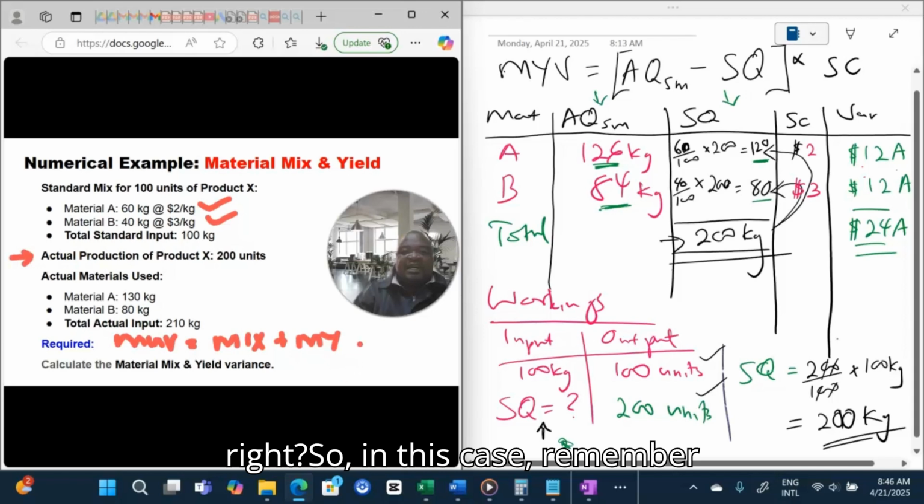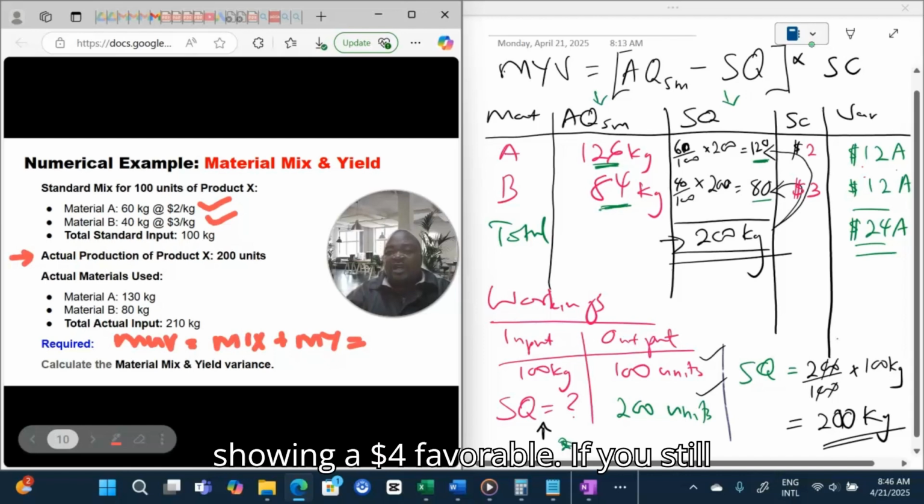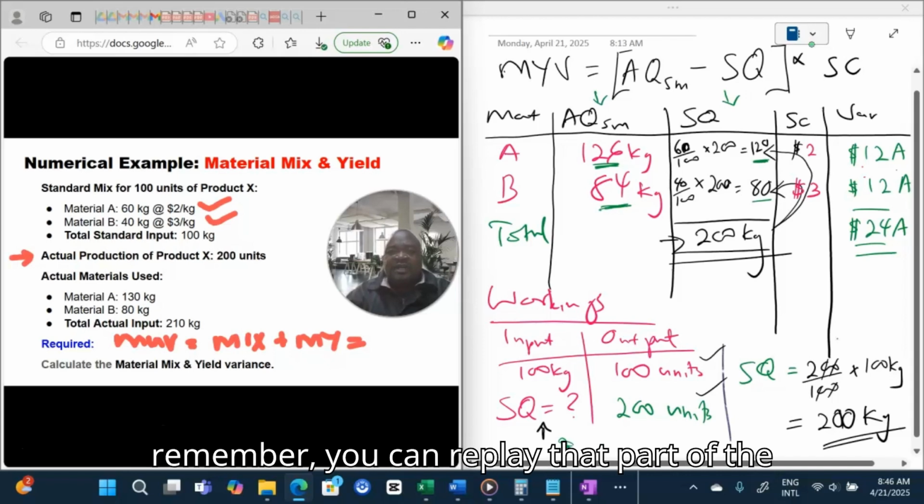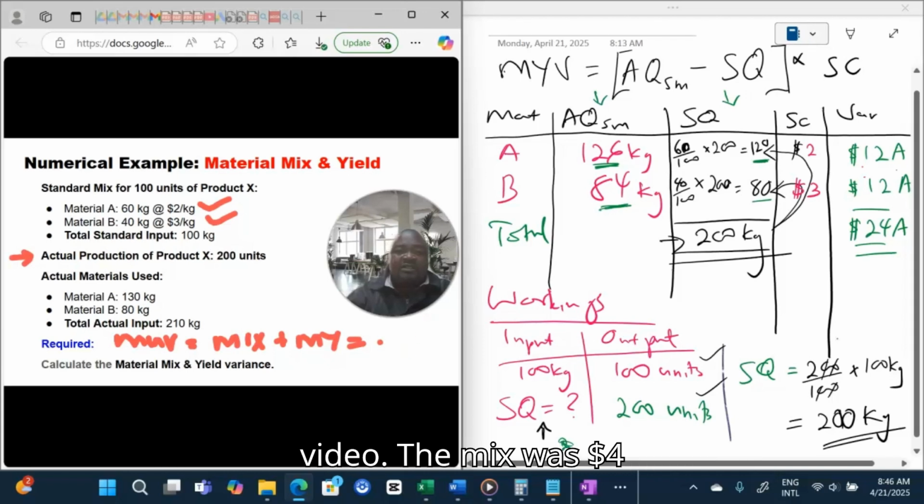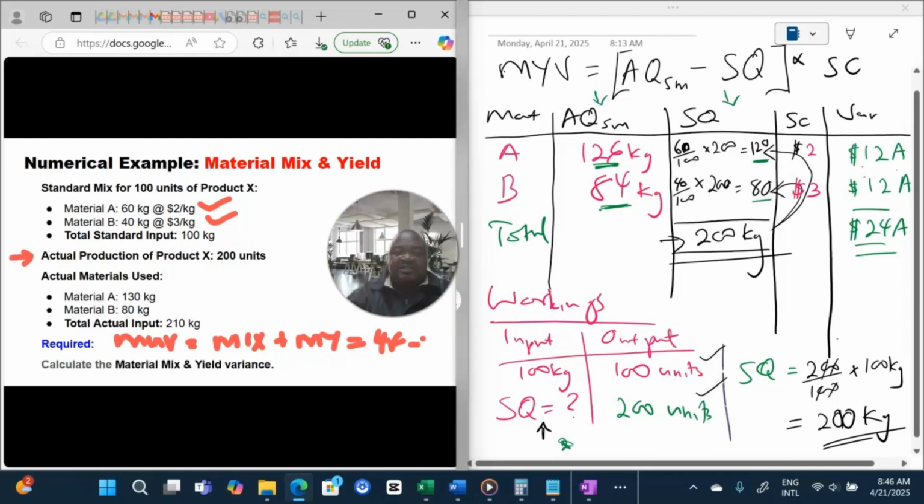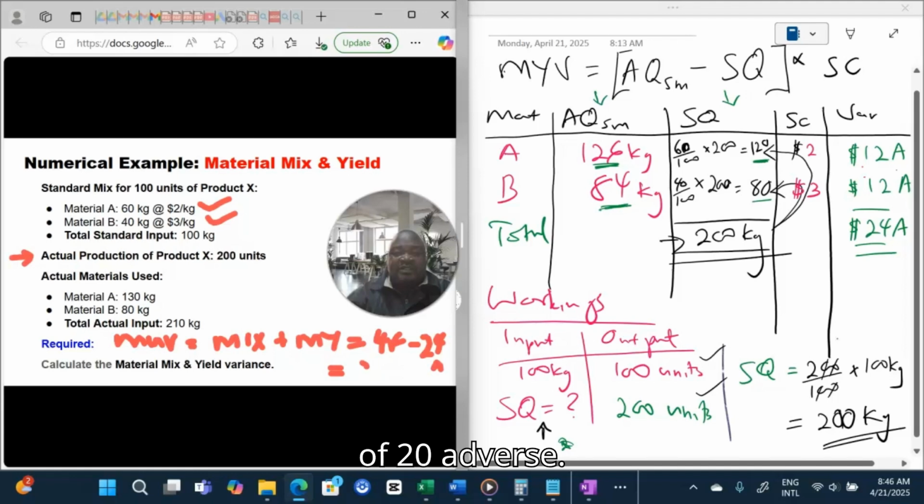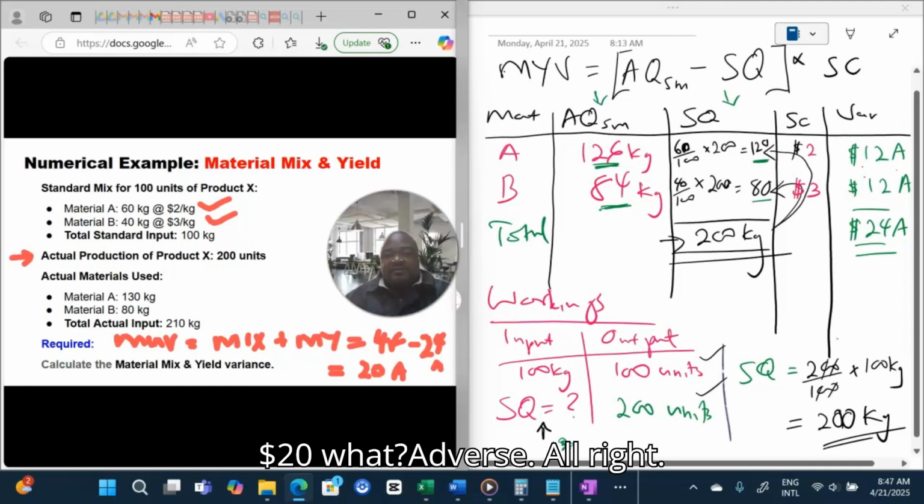So in this case, remember the mix variance was showing a $4 favorable. If you still remember, you can replay that part of the video. The mix was $4 favorable, and the yield is now showing $24 adverse. Okay, $24 adverse. So this gives us an ultimate total MUV of $20 adverse. $20 what? Adverse. All right.